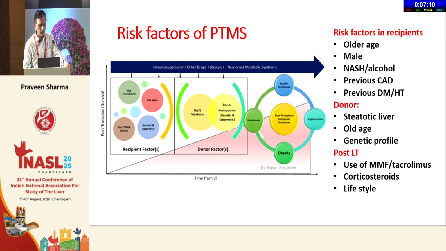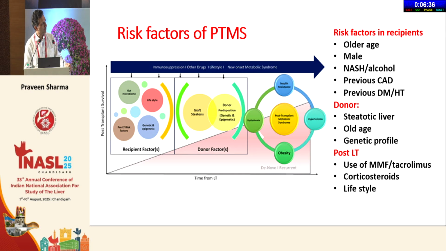In the donor, if the donor age is higher, the donor has steatotic liver disease, and the genetic profile, meaning PNPLA3 positive, then these are the people who probably have more cardiovascular events. In the post-transplant period, if you are using prolonged corticosteroids and the lifestyle is sedentary, these are things we can target. We cannot target the age, the gender, or the etiology. So for the recipient factors, there is no way we can target and minimize the metabolic complications.